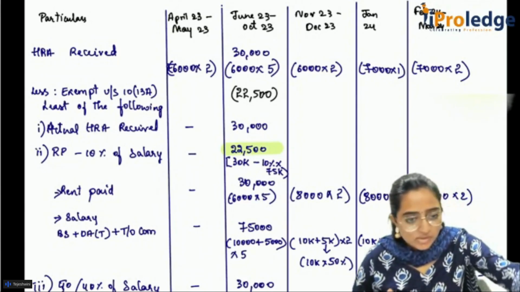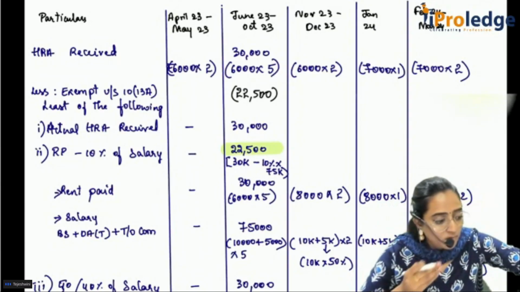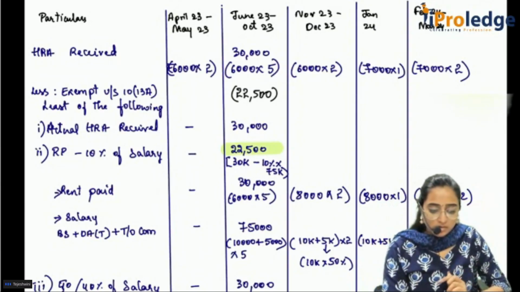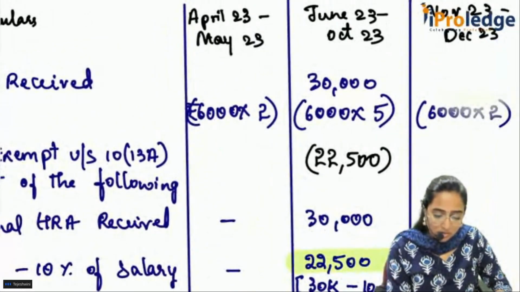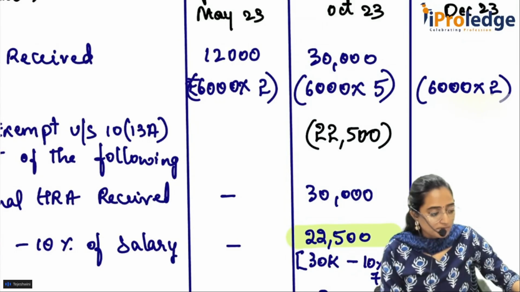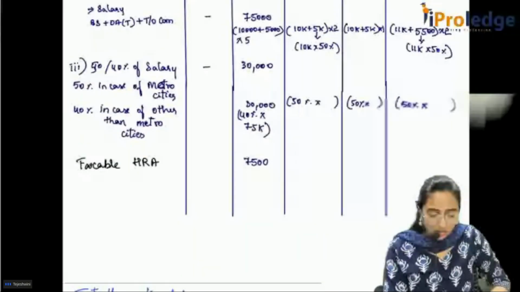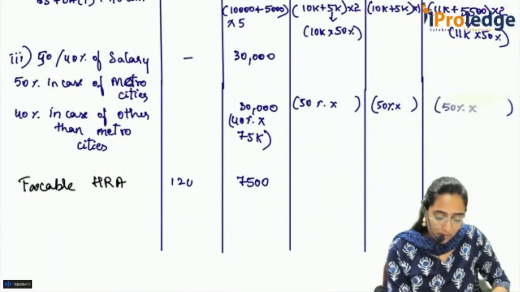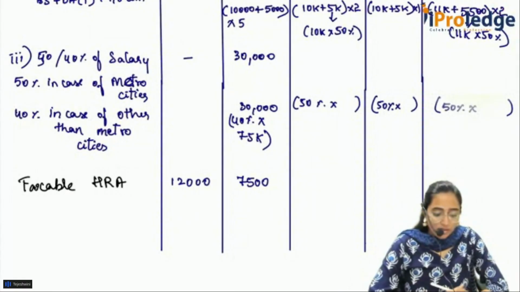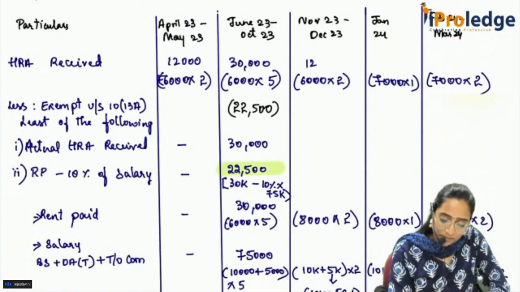Those who have done the calculation, please tell me the figures here. So 6,000 into 2, 12,000. Next, what will be your taxable HRA in that case? In the case of January to May, exemption would not be available. So the entire 12,000 becomes taxable here. Here also it's 12,000.